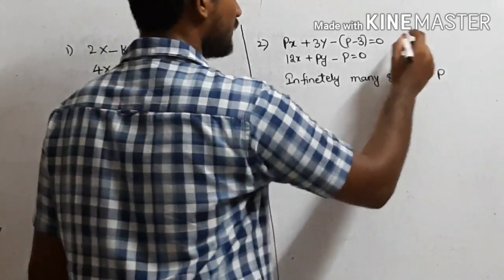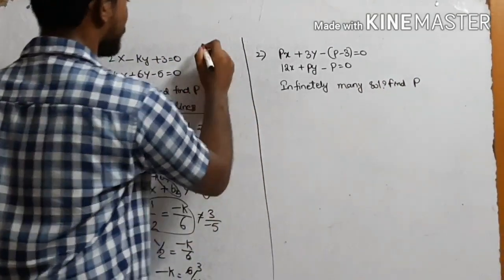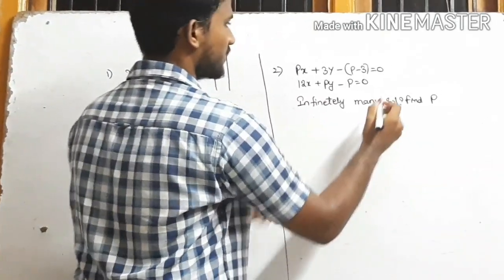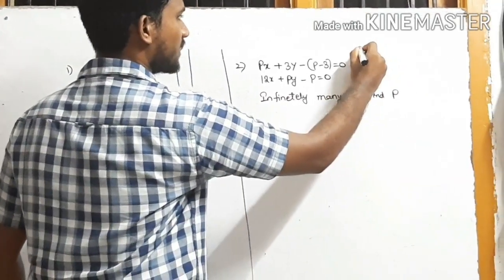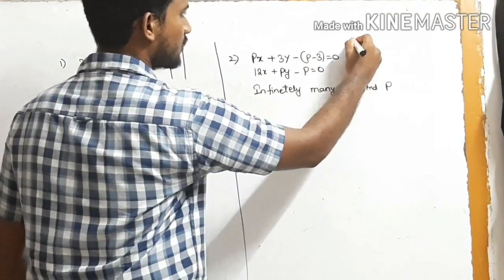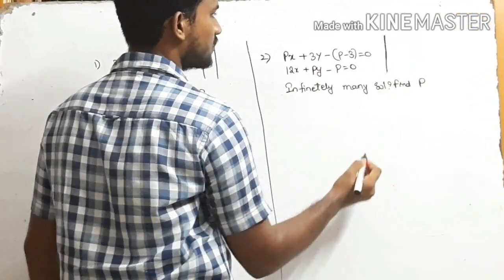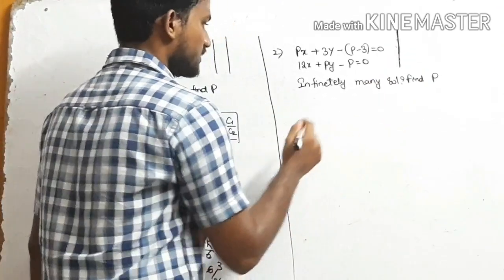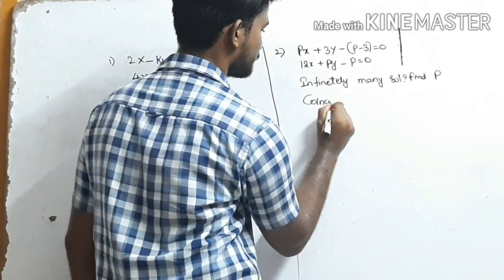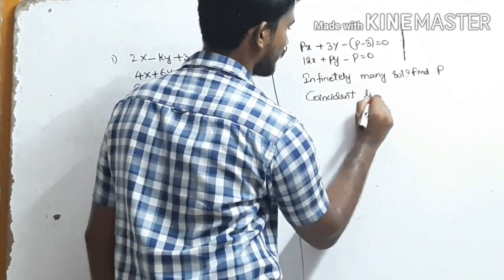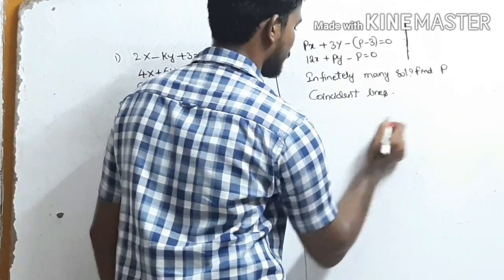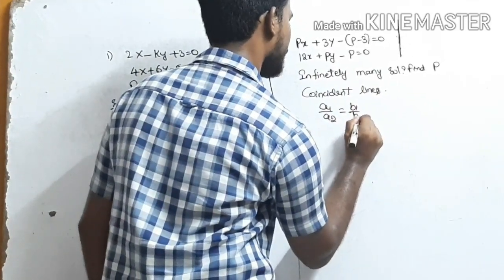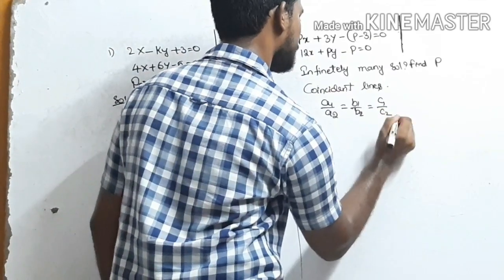In the earlier formula, the two lines are parallel. In this one, infinitely many solutions. The line is coincident with the other line, so there will be infinitely many solutions. For these coincident lines, the formula is a1 by a2 equals b1 by b2 equals c1 by c2.